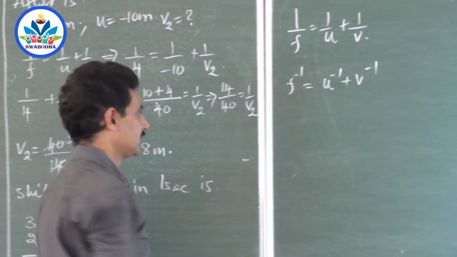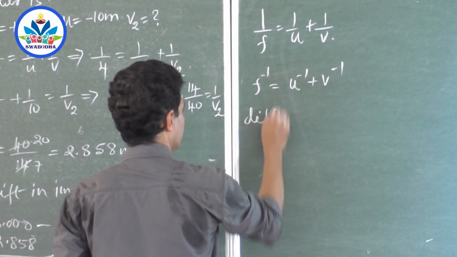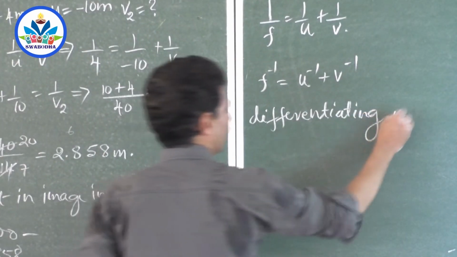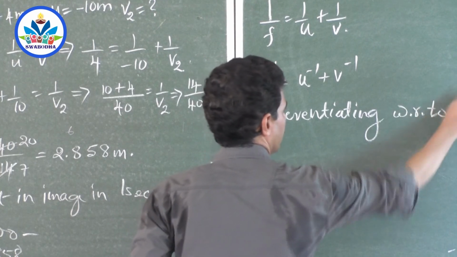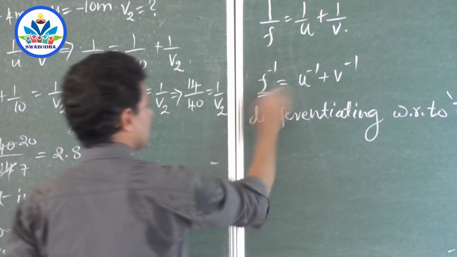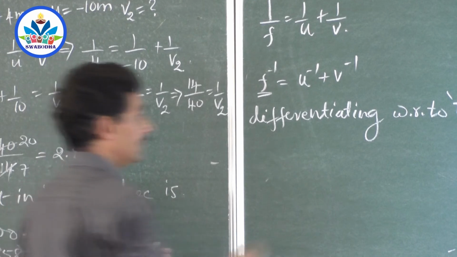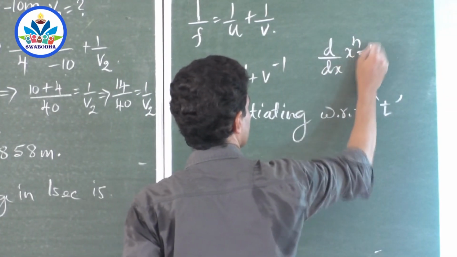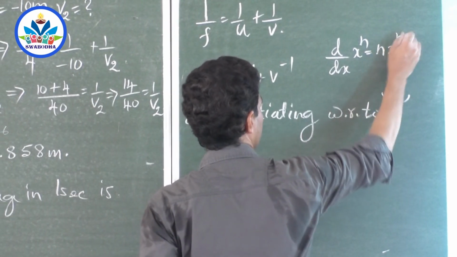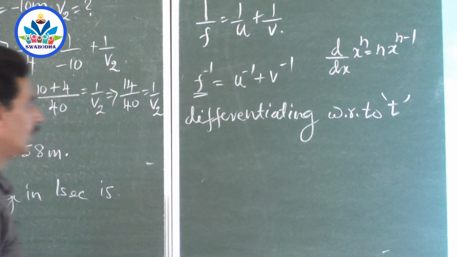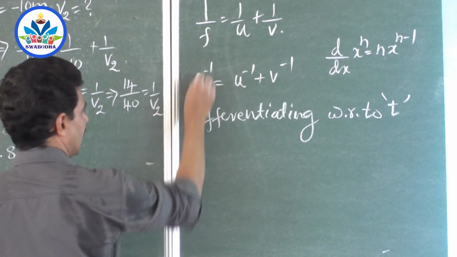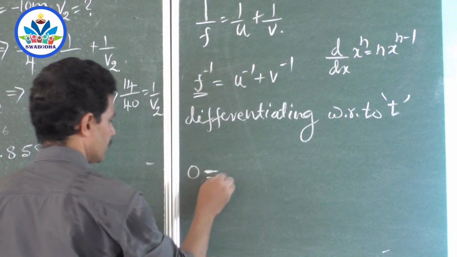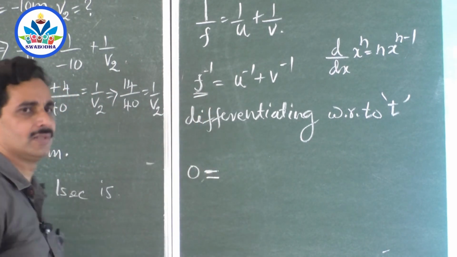Now differentiate with respect to time. This is a constant. So when you differentiate, you know that d by dx of x to the power n is equal to n x to the power n minus 1. You know it, right? So differentiate this focal length, it's 0. You know this because it's a constant. It doesn't change with time. So the differentiation of focal length is 0 since it doesn't vary with time.